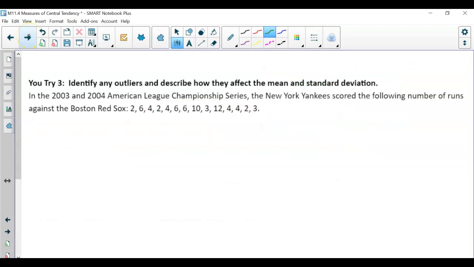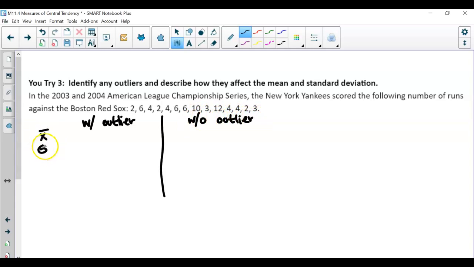So go ahead now and pause the video and try this on your own. So try to identify, right, what is the outlier here. So you're going to have to put the data in and see how it affects the mean and standard deviation. And here we go. So I'm going to say with the outlier and without the outlier, right? Because we're going to need the mean and standard deviation for both. But we also, no matter what, have to figure out, well, what pieces of information did you need to figure out the outlier?